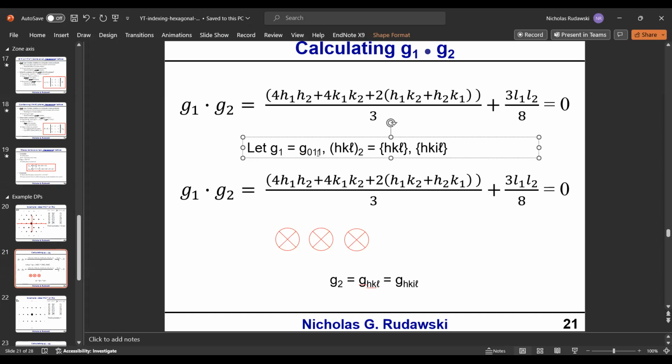Now notice, with this, I can't, for instance, make this 1, 1, 0. It has to be 0, 1, 1, or I could have used 1, 0, 1. But again, because it's hexagonal, I couldn't use 1, 1, 0 here. It has to be 0, 1, 1.